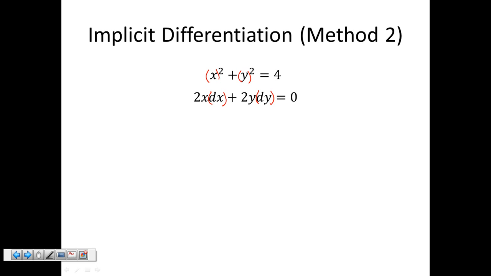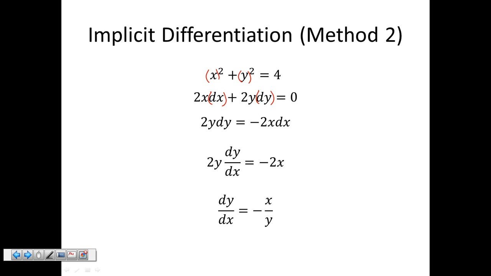So now I've got to solve for dy over dx. So I'm just going to do algebra on this. I'm going to move my 2x dx over, just subtract it right over to the other side of the equation. And what I need to do is get this dx over here on the bottom so that it's dy over dx. And I'm just going to treat this as algebra. I'm going to just divide it over and get dy over dx. Now I still have to solve for that dy over dx. I have to get it alone, so I'm going to divide the 2y over, and I have dy over dx equals negative x over y.